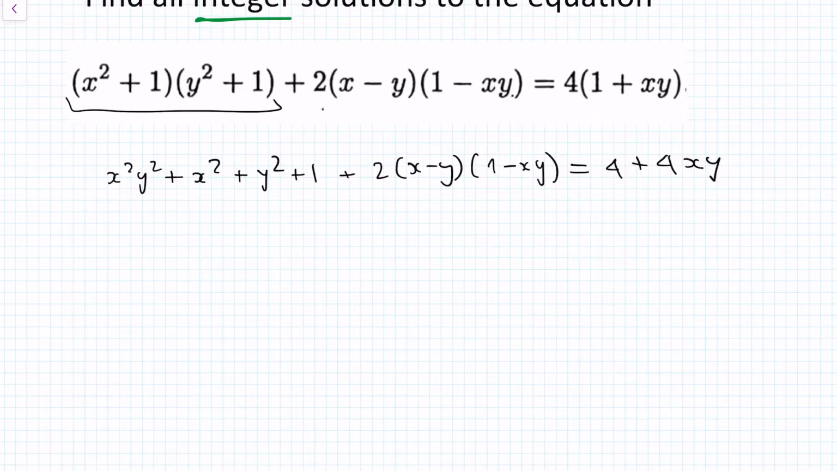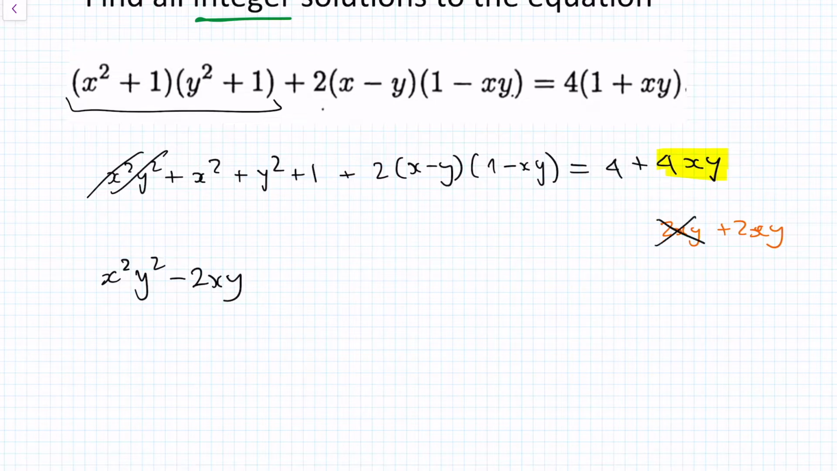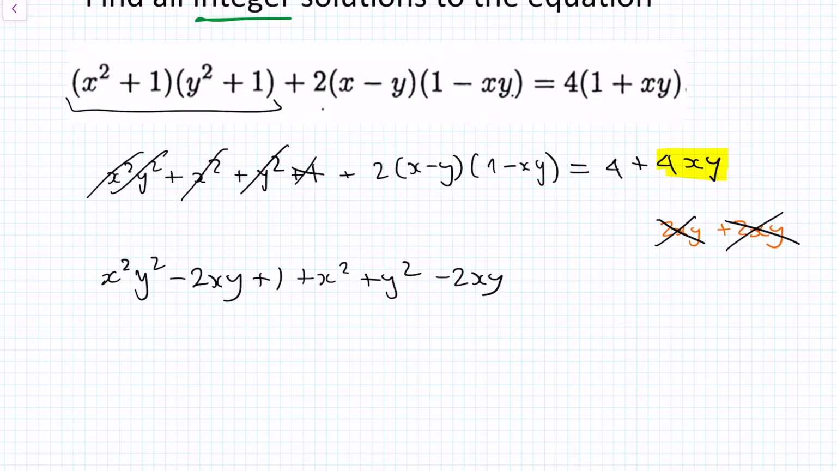So the idea here is that we bring this 4xy on the other side, but we write it as 2xy plus 2xy. In other words, we write x squared y squared, so this term, and then we use minus 2xy, so one of that term, and then we use 1 here, and then notice we have plus x squared plus y squared, so that and that. And then we use the second 2xy from there, right? And then plus the rest of the equation, so 2x minus y, 1 minus xy is equal to 4.